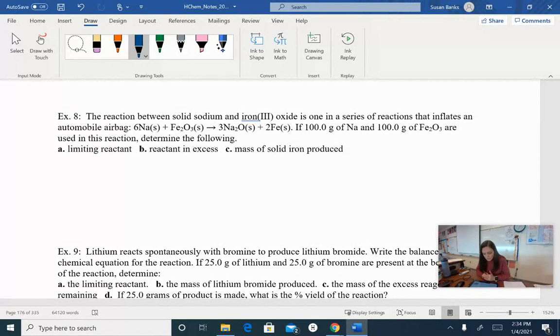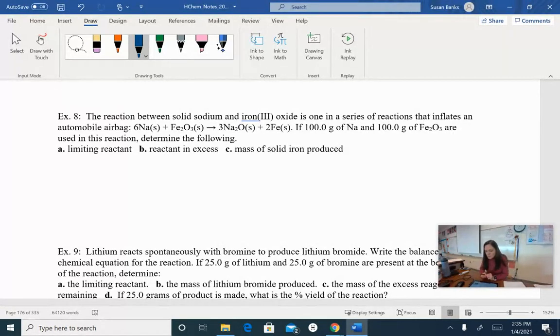So we have 6 sodiums reacting with rust, iron 3 oxide, creating sodium oxide and solid iron. This reaction puts off a lot of heat. So if you've ever been in a car accident where the airbag has deflated, there are also chemicals in there that will cool this down a little bit so it doesn't burn you.